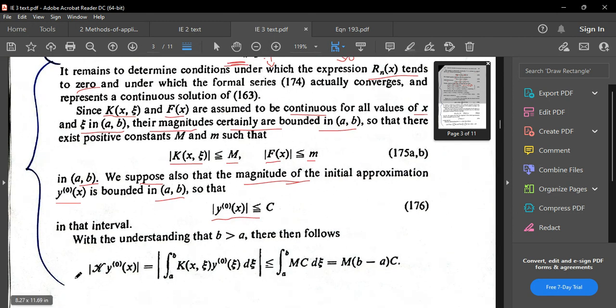So what will we get? We will look upon the modulus value of script K of y naught. What is script K of y naught? That is integral a to b, by definition, capital K into y naught of psi. This will be less than or equal to integral a to b mod K into mod y naught. What is mod K? Mod K is less than capital M, so this will be less than or equal to integral a to b capital M. This y naught will be less than C, so MC, where M and C are constants. Taking outside, what will we get? MC into integral a to b d psi, that is integrating this factor is b minus a. So this is the formula we end up with.